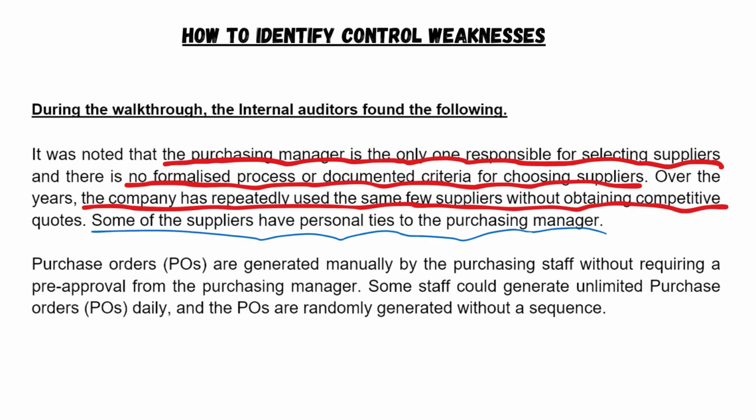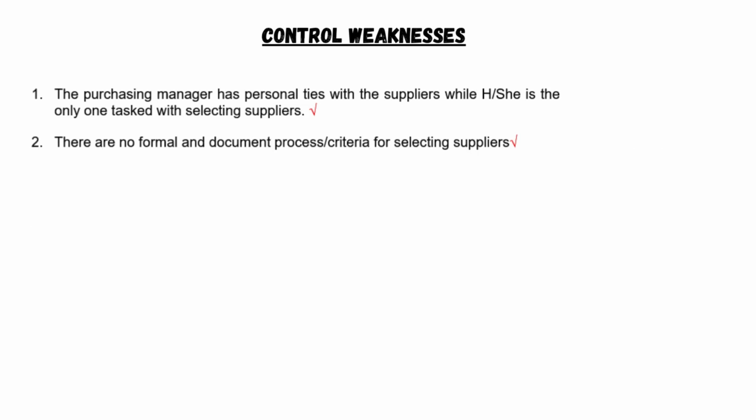Another thing that you can notice is that there is no formalized process or documented criteria for selecting suppliers. That is a weakness on its own in the system of internal control. Here the internal control is not even there. We can't say there is a gap or a deviation or the internal control not working as intended. It's just not there. There is no formal or documented process or criteria for selecting suppliers. That is a weakness. If it is not put in place, there are things that could go wrong that can open up the organization to a gap for a risk to materialize.